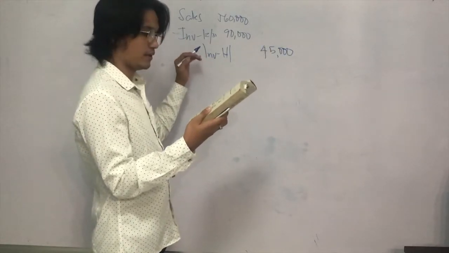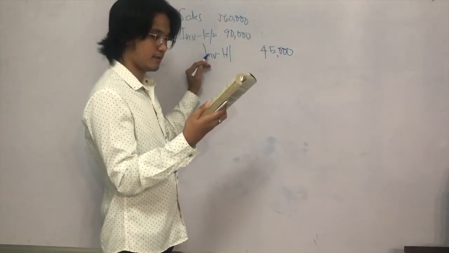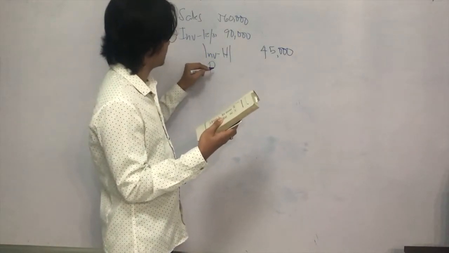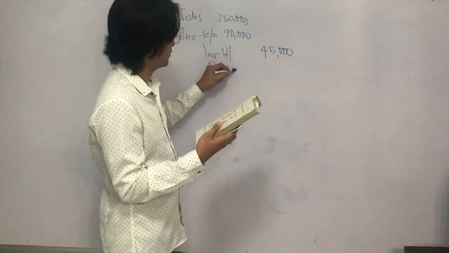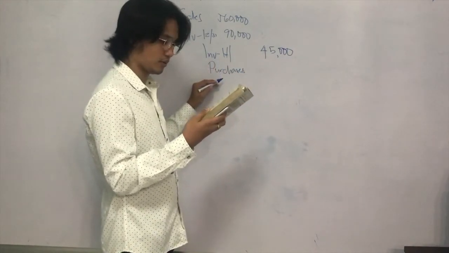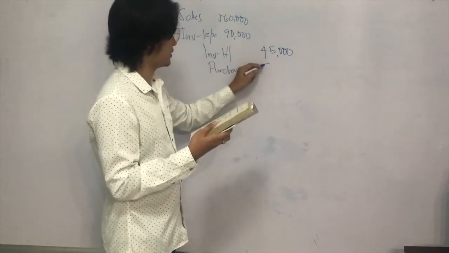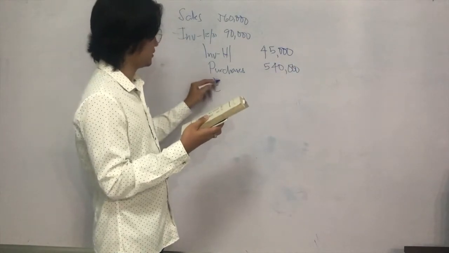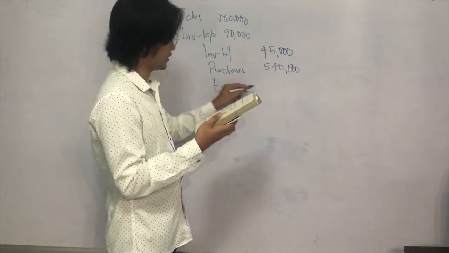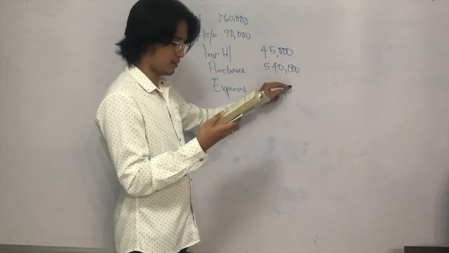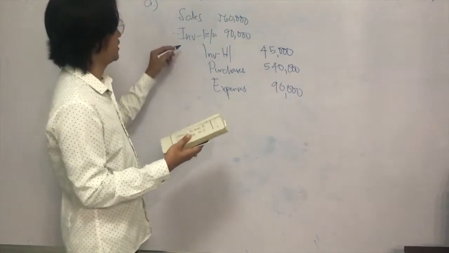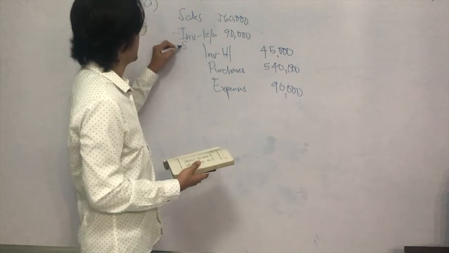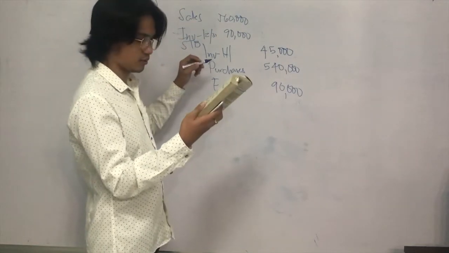Okay. Inventory beginning. Then you have credit purchases. So you have purchases amounting to 540,000. You have expenses of 90,000. And then you have shipments to branch. Since shipments to branch has a normal balance of credit, we're going to put it on the debit side. Shipments to branch amounting to 145,000.